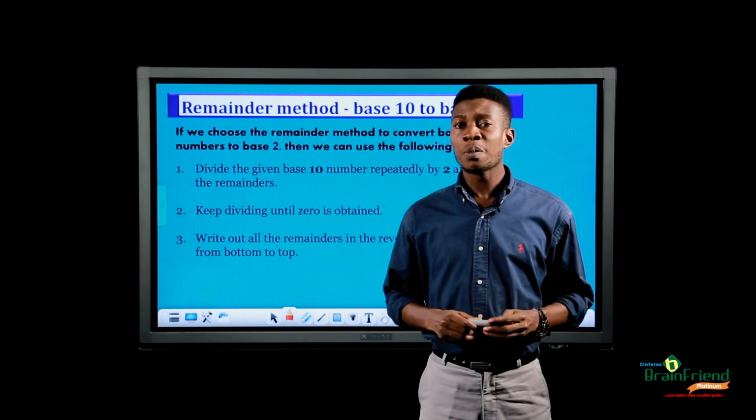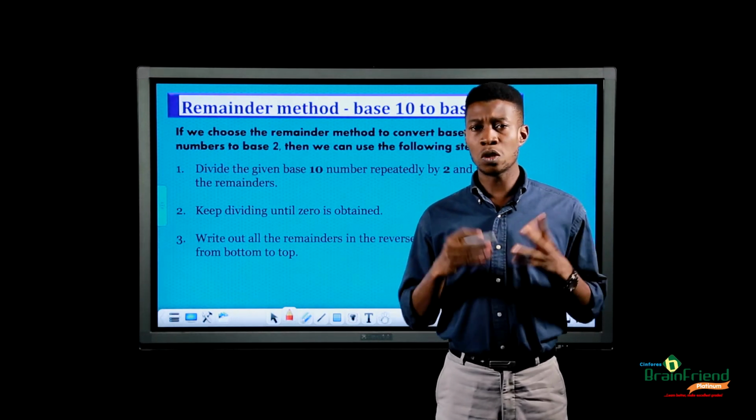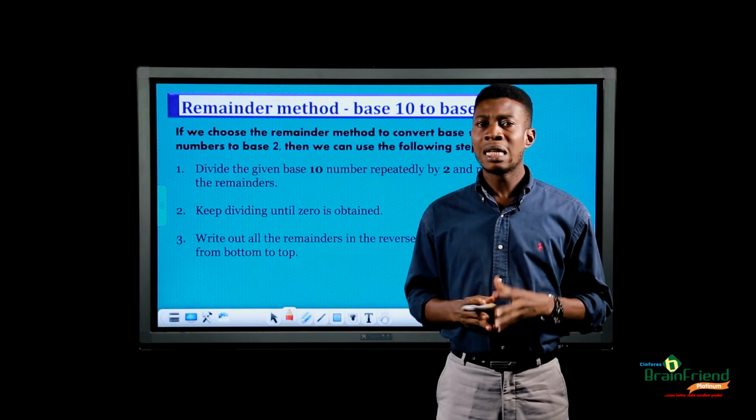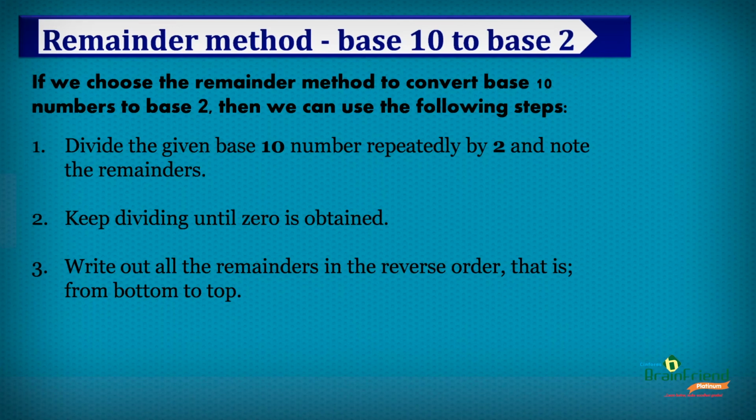I mentioned earlier that the second method of converting decimal numbers to binary is the use of the remainder method. Let's find out how this remainder method works. Whenever we choose the remainder method to convert base 10 numbers to base 2, we must take the following steps. Number 1, divide the given base 10 number repeatedly by 2 and note the remainders. Secondly, we must keep dividing until 0 is obtained. And lastly, write out all the remainders in the reverse order, that is from bottom to top.